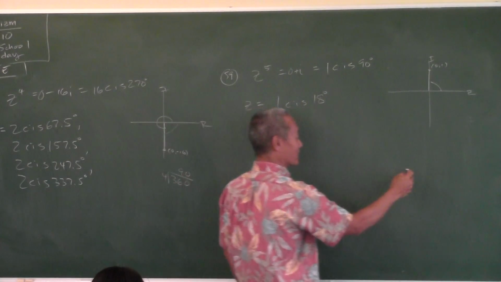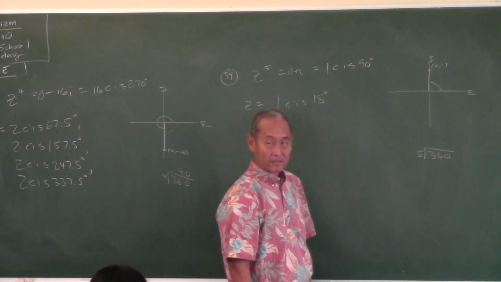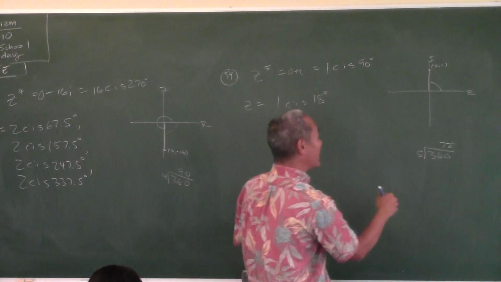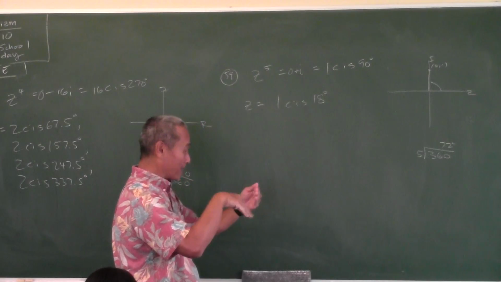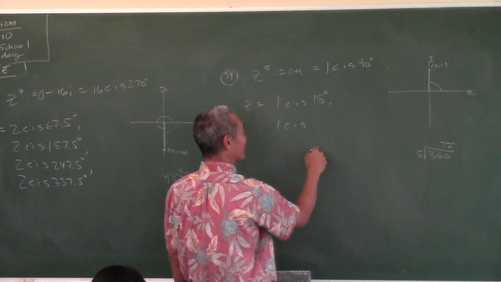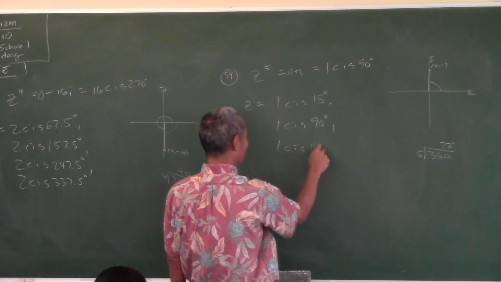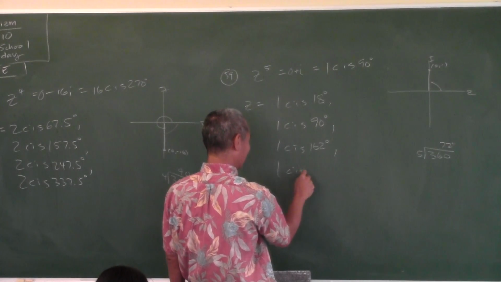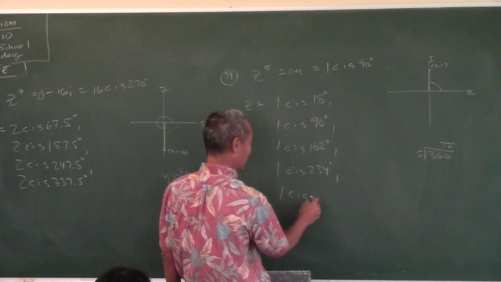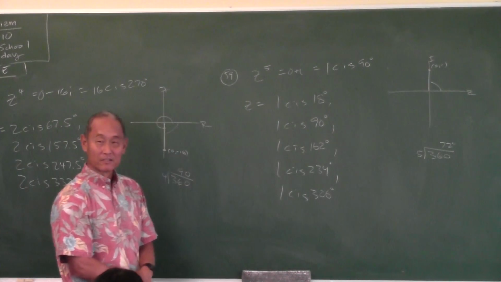And there are going to be 5 answers, so what is 360 divided by 5? 72. So all the answers are going to be 72 degrees apart. Once you find the first one, to get the next one, just add 72. And then add another 72. And another. Another. There you go, those are your 5 answers.